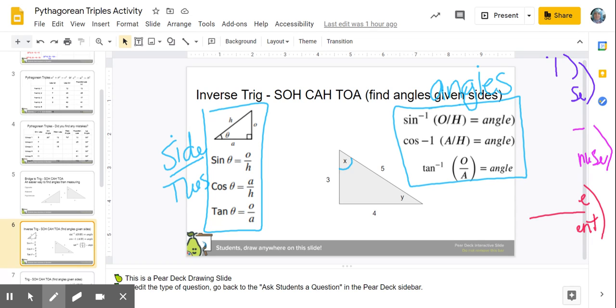So if we go from X, what's the opposite side? The 4. And what's the adjacent side? 3. And the hypotenuse? 5. Okay. So then all we're going to do is substitute those numbers in for the O, the A, and the H. So we're just going to choose one of these functions. Do we want to use sine? Do we want to use cosine? Or do we want to use tangent? We just got to choose.